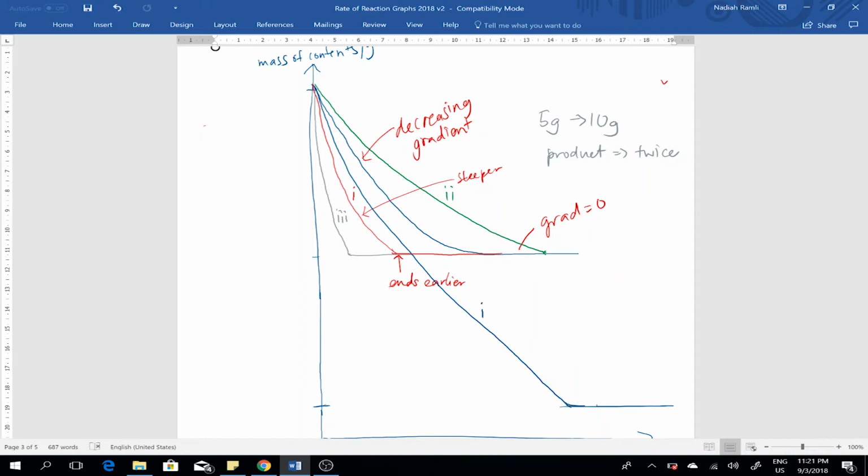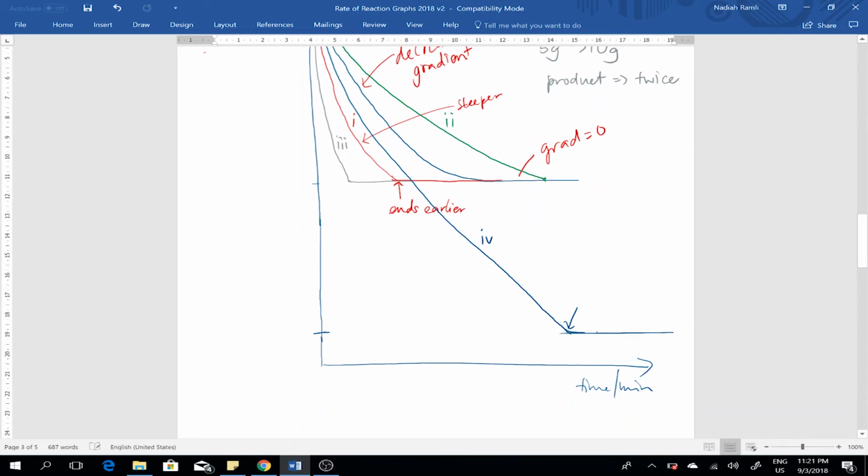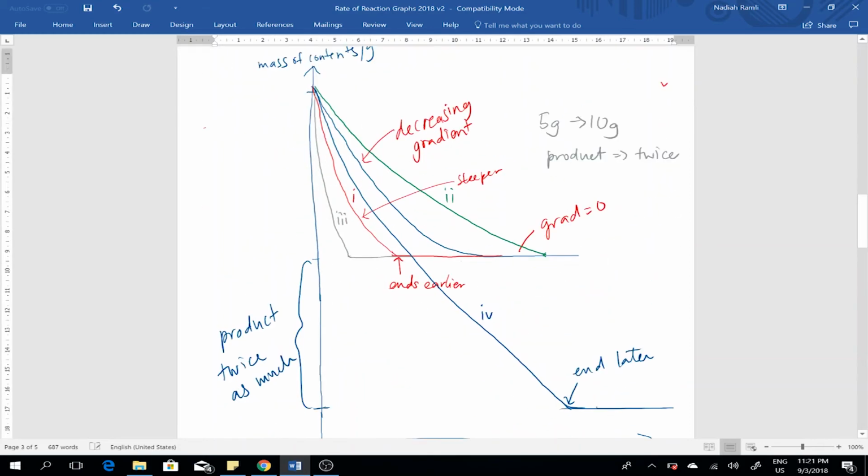Right, so this is right. Because the product is twice, the volume should be twice, or the mass should be twice. Okay, and it should end later. So this one ends later. Product twice as much. Okay, so that's example 2.